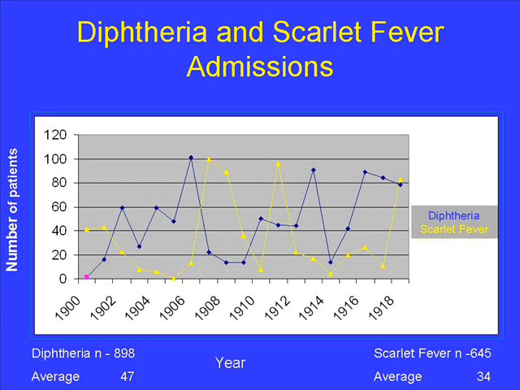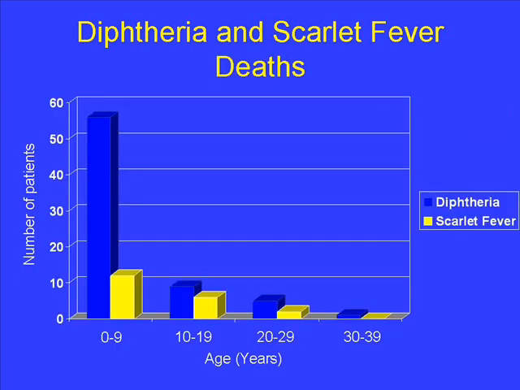Scarlet fever, there were 645 admissions during this period of time, averaging about 34 per year. So it was a significant problem that the isolation facility was required to deal with. Now, the mortality due to diphtheria and scarlet fever was almost all restricted to infants and young children. The vast majority of the mortality in diphtheria and scarlet fever were in infants and small children.